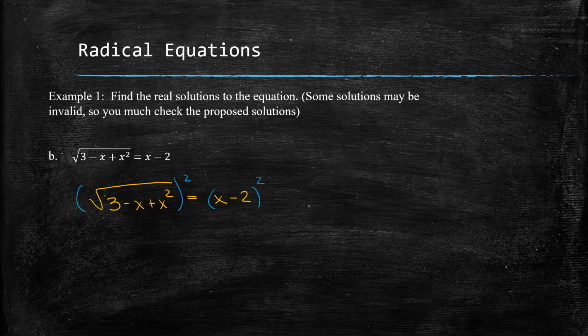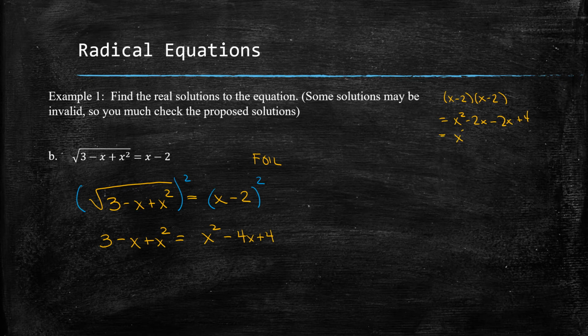On the left-hand side, the square root and the square cancel out, so I'm left with 3 minus x plus x squared. On the right-hand side, please remember to FOIL. So we'll get x squared minus 4x plus 4. If you need to, do a little bit of work over in the margin. So x minus 2 times x minus 2. X squared minus 2x minus another 2x plus 4. So that's where the x squared minus 4x plus 4 comes from.